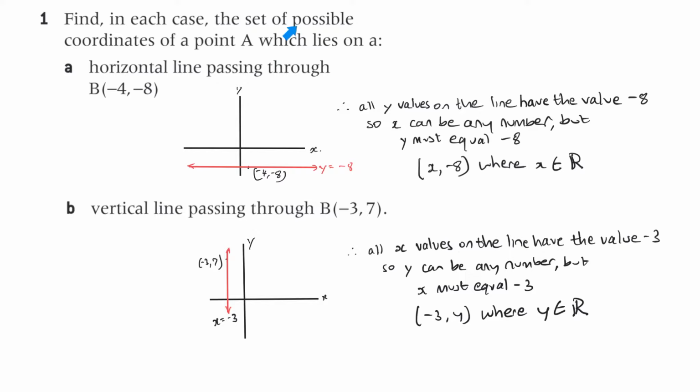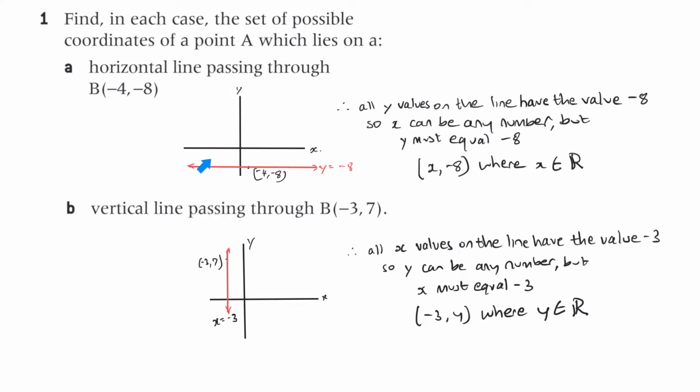1. Find in each case the set of possible coordinates of a point A which lies on a horizontal line passing through this point B, (-4, -8). So I've plotted that there. Now, if it's a horizontal line, it's parallel to the x-axis. It's a bit counterintuitive, but that is not x equals -8. It is, in fact, y equals -8. So all along that line, y equals -8, so we're not changing that.